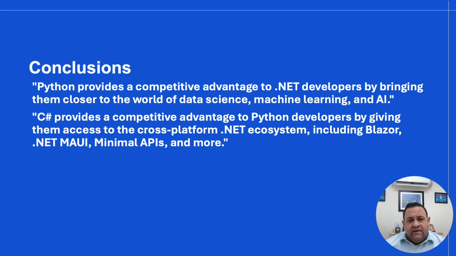Python provides a competitive advantage to .NET developers by bringing them closer to the world of data science, machine learning, and AI. C# provides a competitive advantage to Python developers by giving them access to the cross-platform .NET ecosystem, including Blazor, .NET MAUI, Minimal APIs, and more.